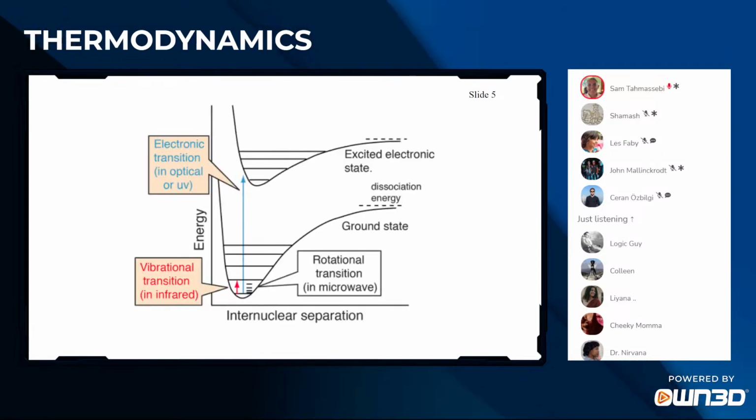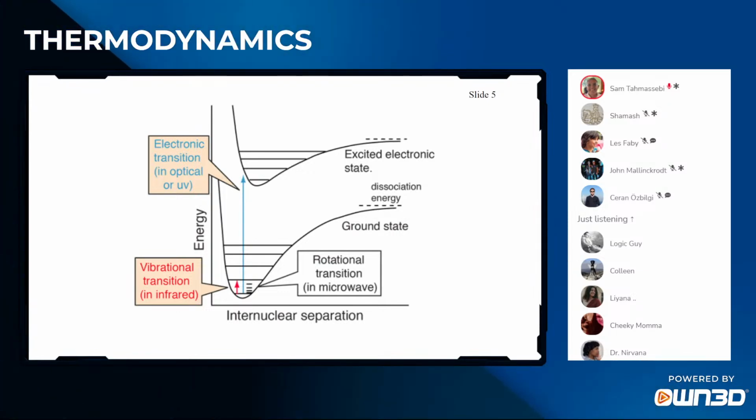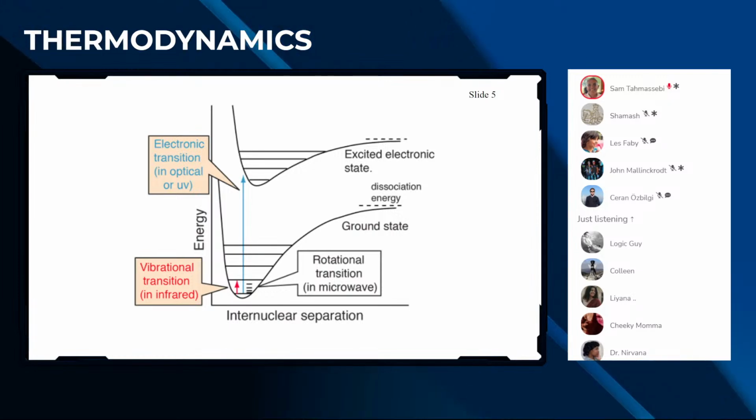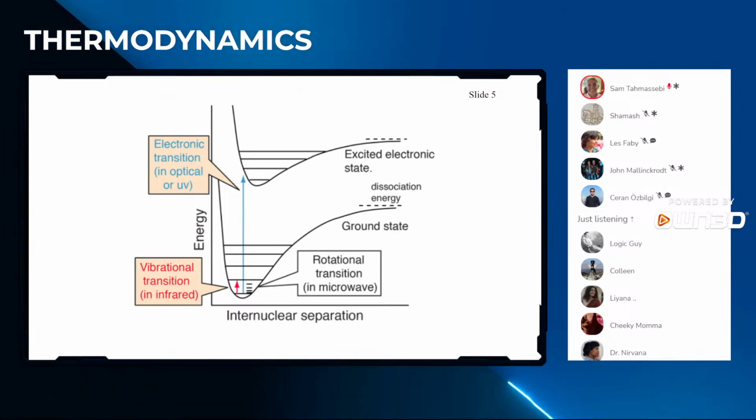So on slide 5, I have shown an energy diagram that includes all three of these and tells you how they're related to each other. The two big curved lines, one lower than the other, those are the electronic energy states. The top one is the excited state. The bottom one is the ground state.